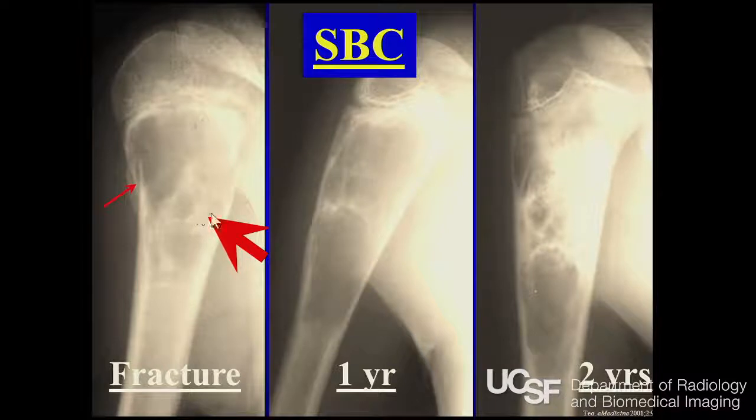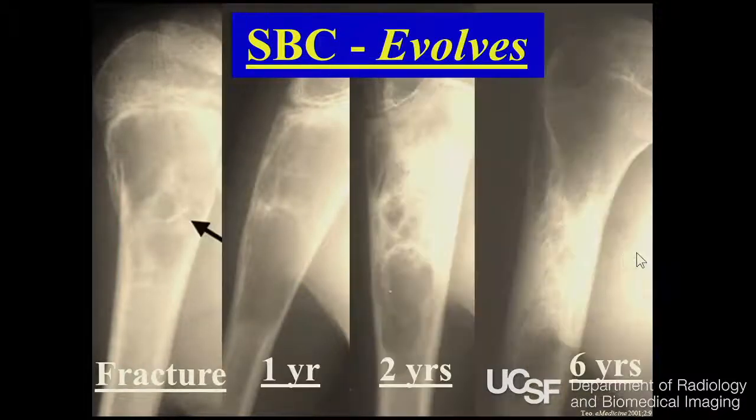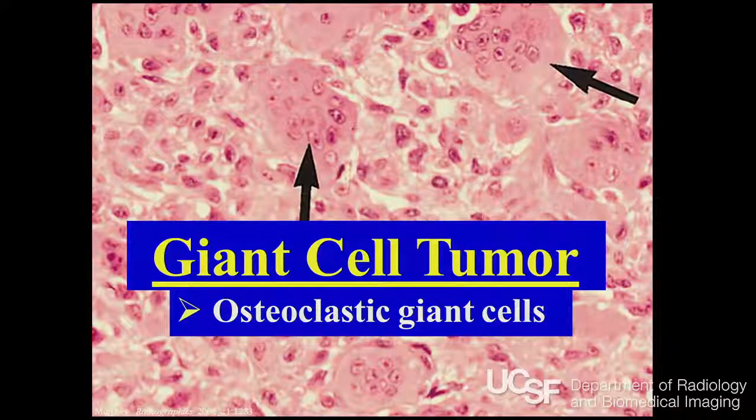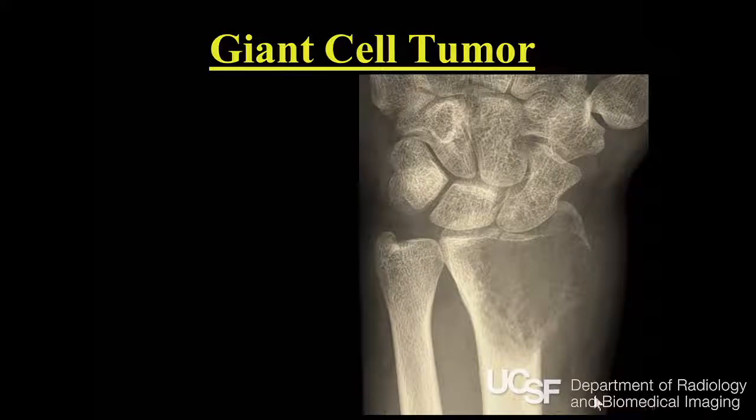Here's a patient who had a fracture with a fallen fragment sign, and you can see that as the years pass, this heals and it fills in with an area of sclerosis. 3 more cases of solitary bone cyst, each with a pathologic fracture, to give you an idea of the spectrum of appearances. Moving on to giant cell tumor, composed of osteoclastic giant cells, hence its name.